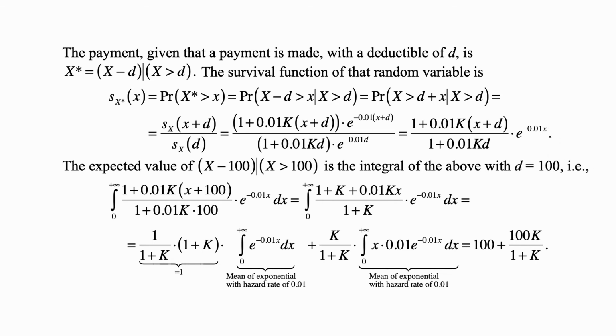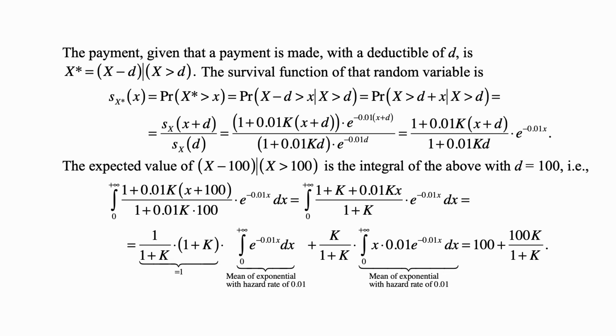The expected value of X minus 100, given that X is more than 100, is the integral of the above with d equal to 100. So we plug in d equal to 100. What do we get? The integral from 0 to plus infinity of (1 plus 0.01k times (x plus 100)) over (1 plus 0.01k times 100). And then we multiply it out, and what do we get? At the top we get 1 plus k plus 0.01kx, and at the bottom 1 plus k. And the whole thing is multiplied by e to the minus 0.01x.